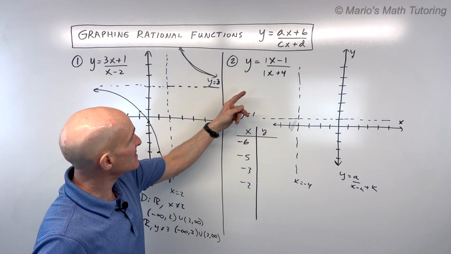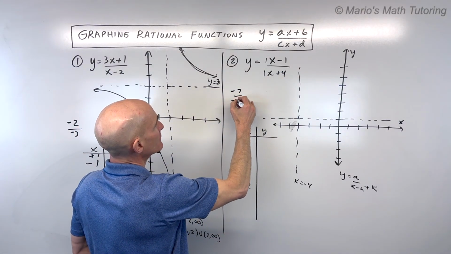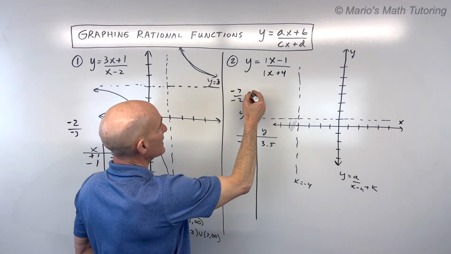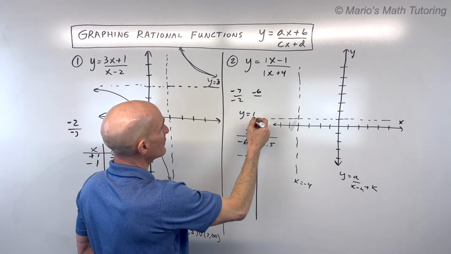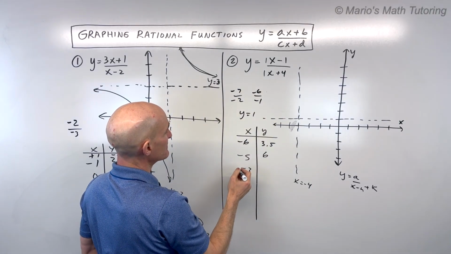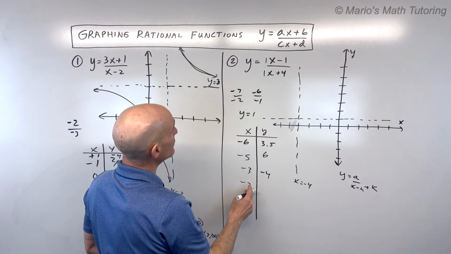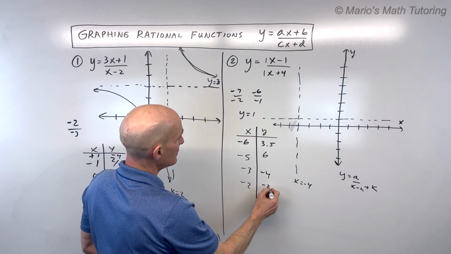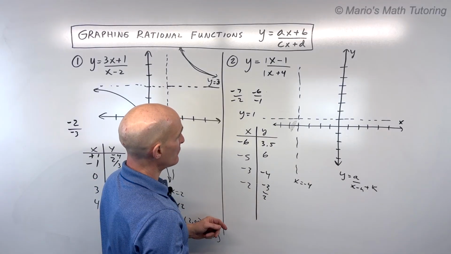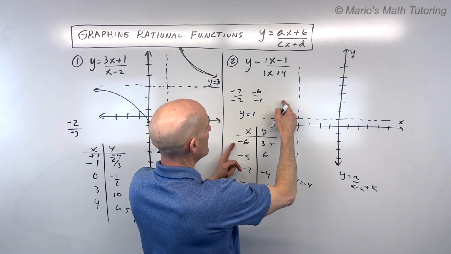So if I put -6 in, I get -7 over -2, so that's 3.5. If I put -5 in, I get -6 over -1, which is 6. If I put -3 in, I get, let's see, what would that be? That'd be -4 over 1, which is -4. If I put -2 in, I get -3 over 2.